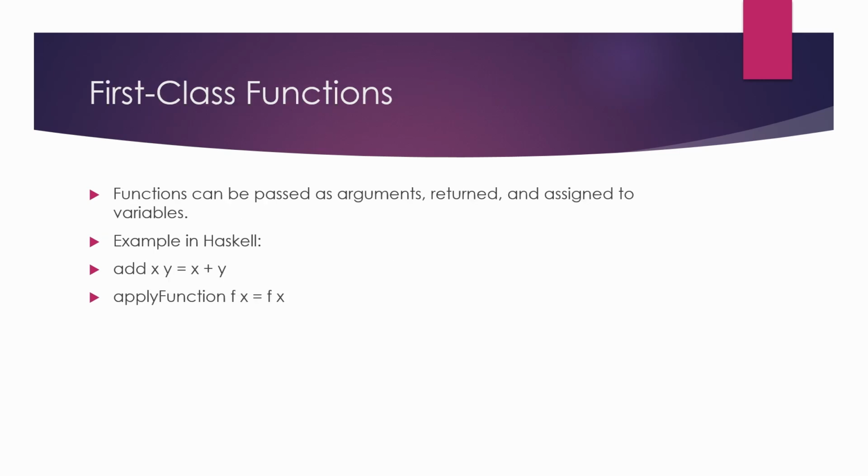First-class functions allow us to pass functions around just like any other variable. For example, in Haskell, we can define an add function and then pass this function to another function that applies it to a list of numbers. This makes our code modular and more reusable.